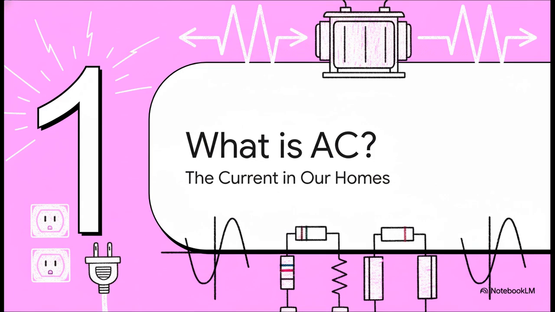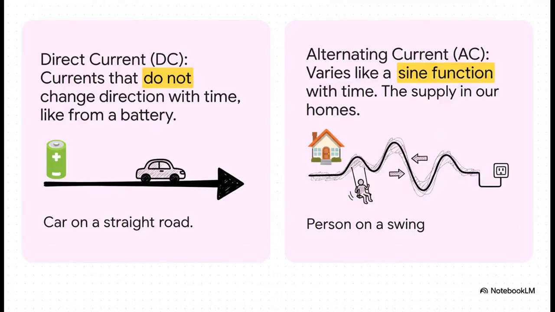Okay, first things first. What exactly is this alternating current, AC? You've already learned about its cousin, direct current, or DC, in your earlier classes, right? Well, AC is the one that's a bit more famous, you could say. It's the current that's powering everything in our homes right now. So what's the big difference? It's actually really simple to picture.